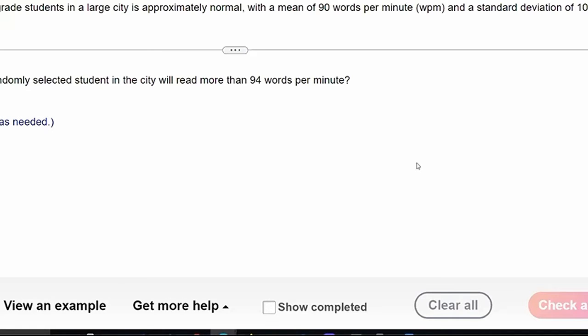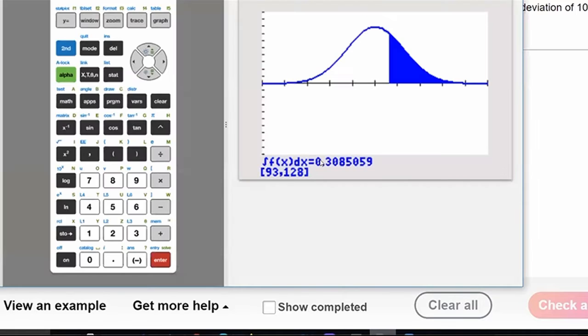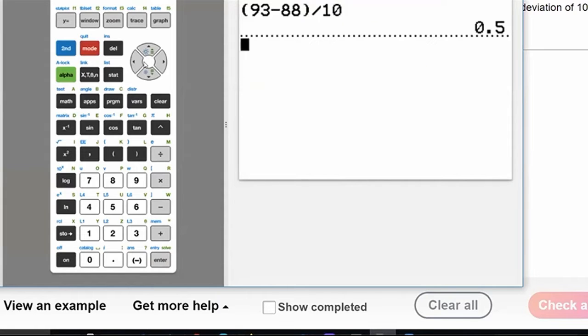My apologies, I went to open up the table and the question changed on me a little bit when I came back to it. Now the mean is 90, and we're looking for the probability that a randomly selected student will read more than 94 words per minute. So our z-score is going to be 0.4.